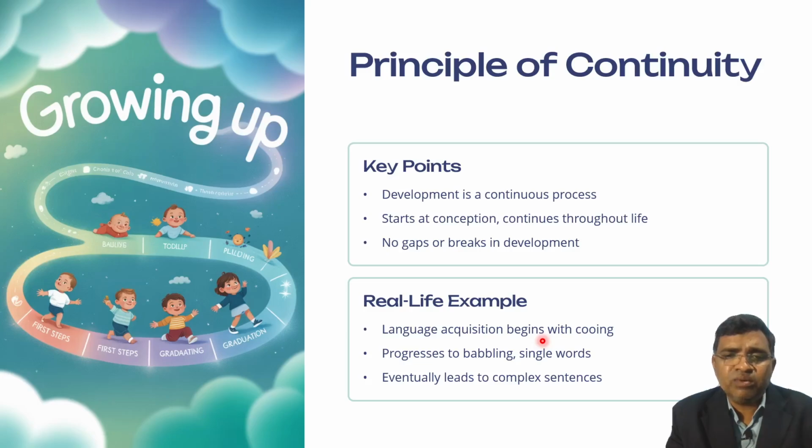For example, language acquisition begins with cooing. Okay, it progresses to babbling, single words, and eventually leads to complex sentences. So you can take that example. They make small words, then they use complex sentences. So this continuity is there. It starts from birth and it continues throughout life.